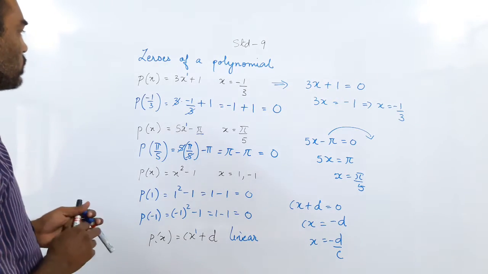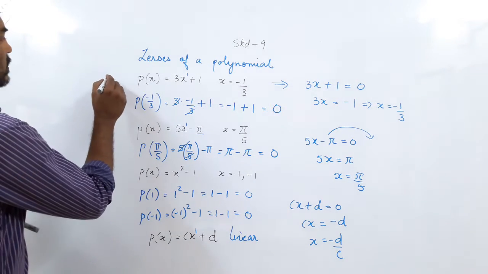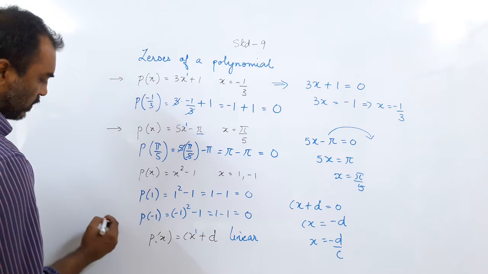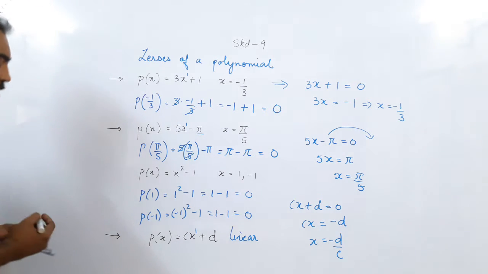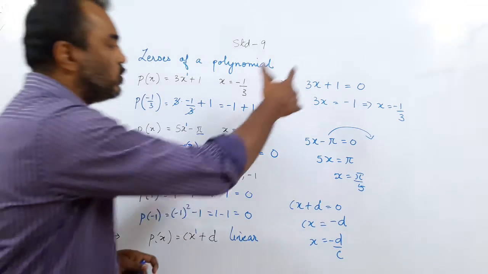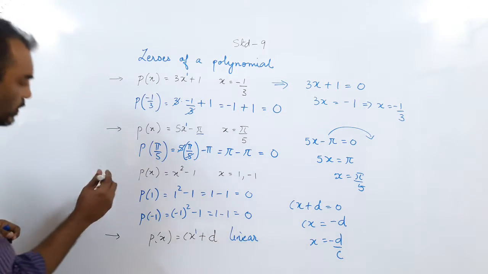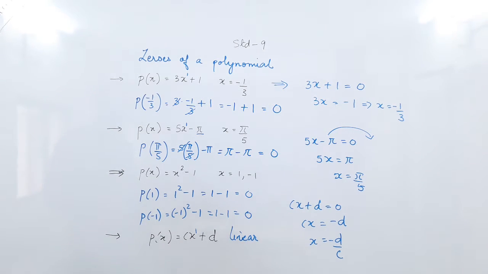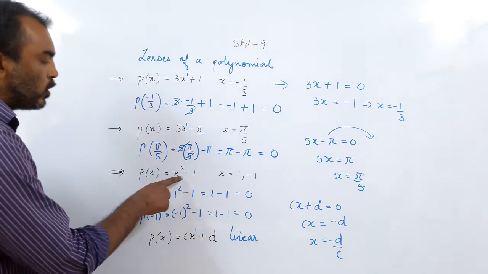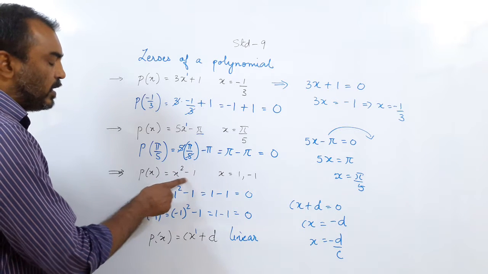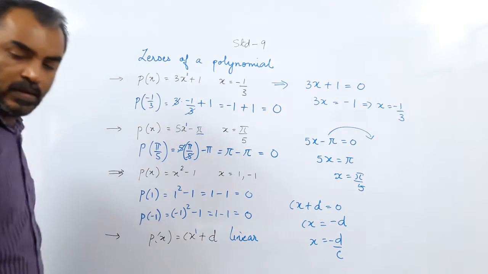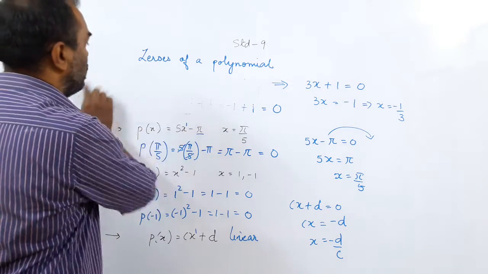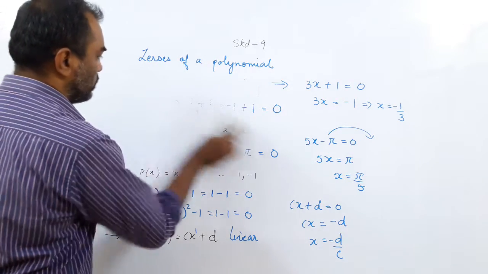So this is a linear polynomial, this one is a linear polynomial, and this one. They are linear polynomials. We found the 0 directly. Now this one here is which polynomial? A square or quadratic polynomial. Here I cannot directly find the answer, but I can use some other method also. So let us check the method which can be used here.